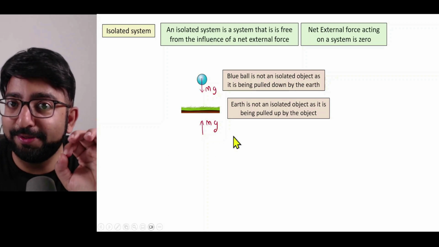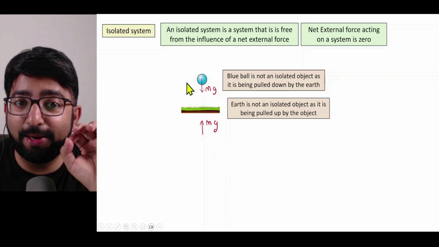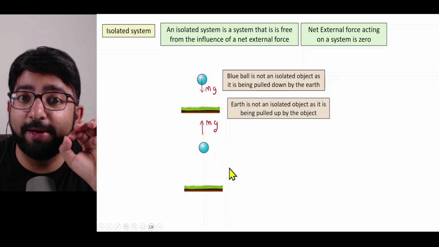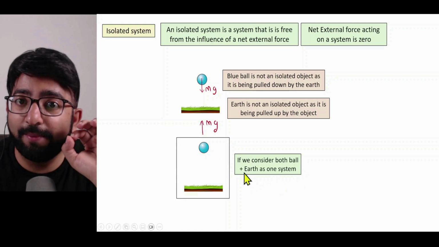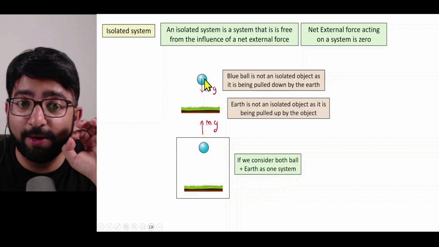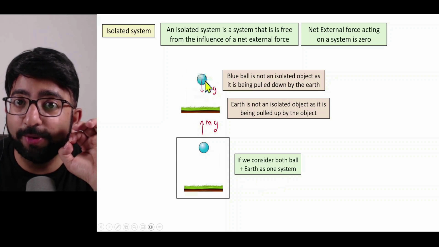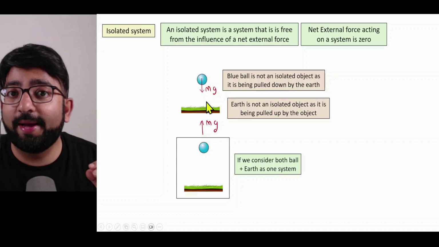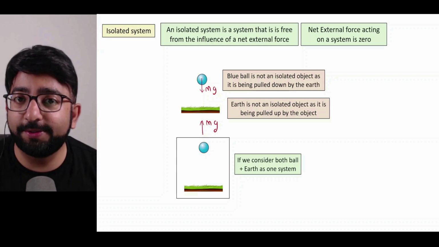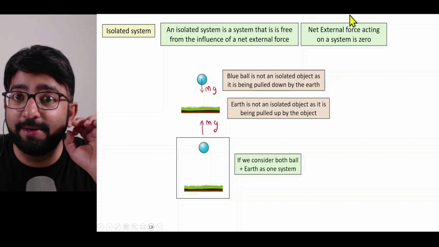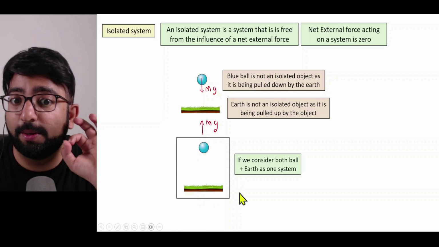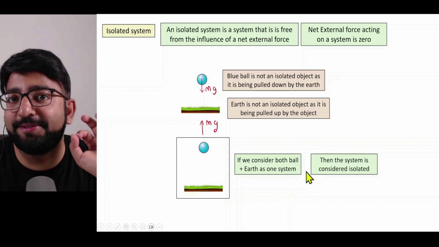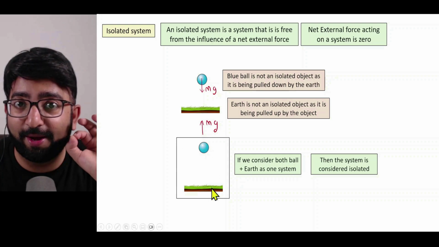But to solve questions, we do something interesting. We combine the ball and the ground into one system. If we consider both ball plus earth as one system, then whatever forces are acting between the ball and the ground will act as an internal force of the system. So we can say that the net external force acting on the entire ball-earth system will be zero. And then we can say that this system is considered isolated.